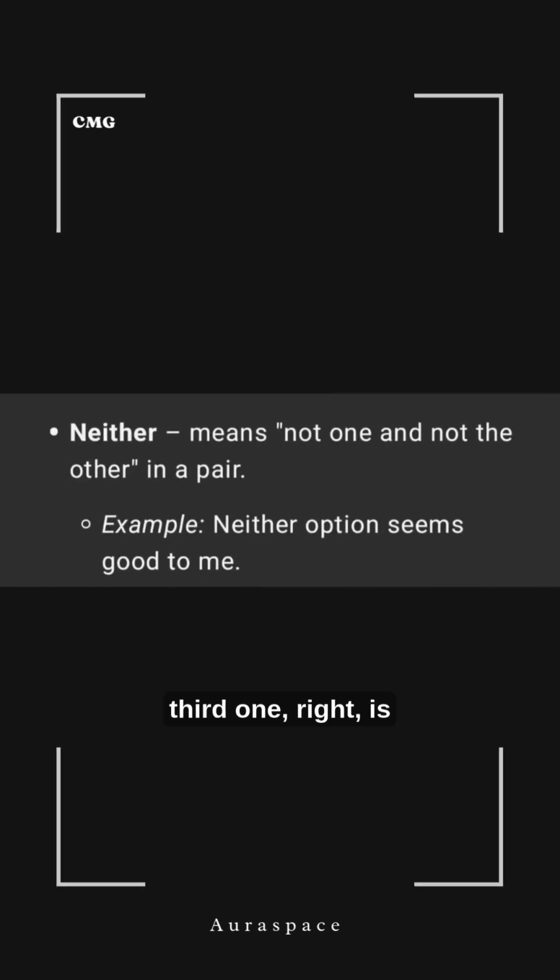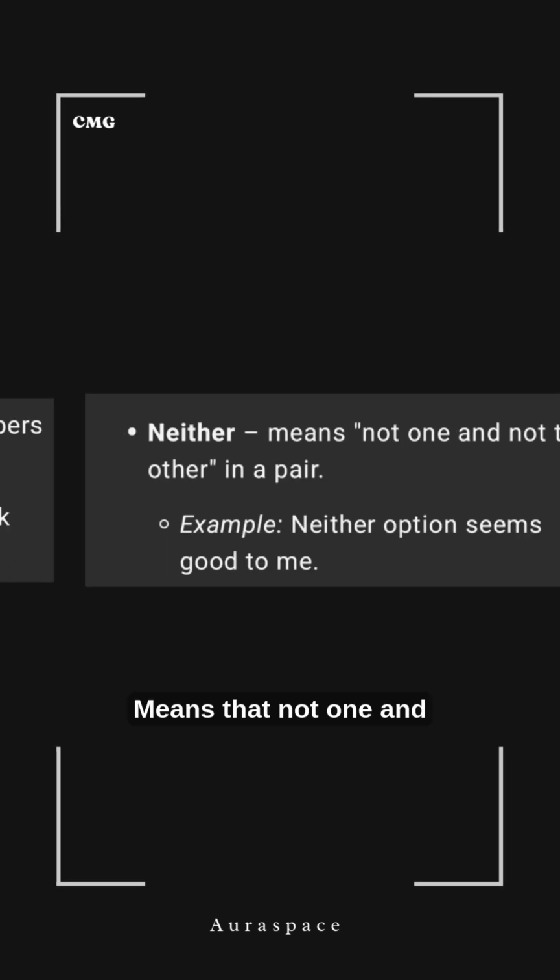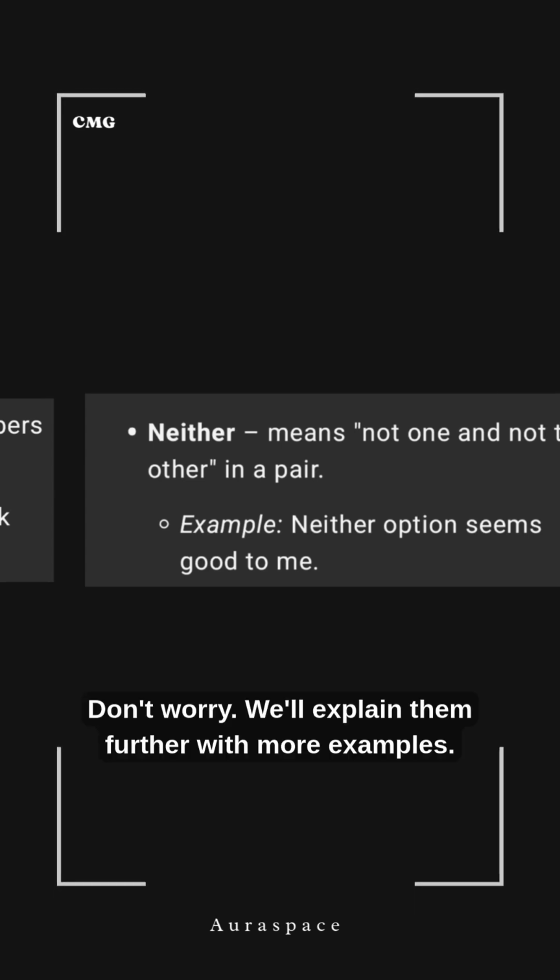The fourth one is neither. So once again, some may call it neither. It means not one and not the other, meaning none of them. That is none of them. Example: Neither option seems good to me. Don't worry, we'll explain them further with more examples.